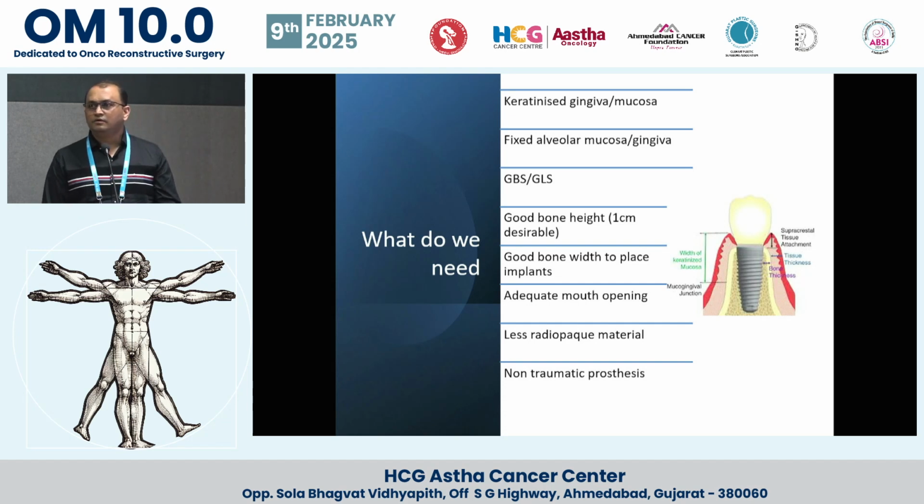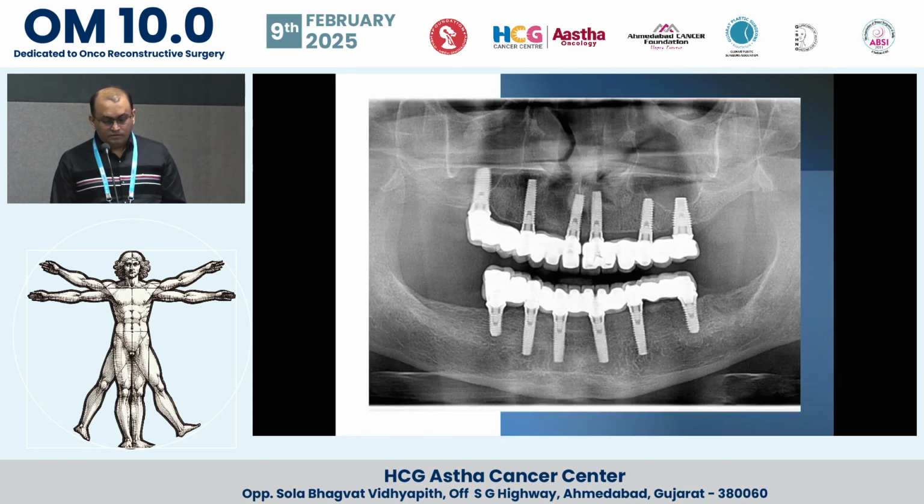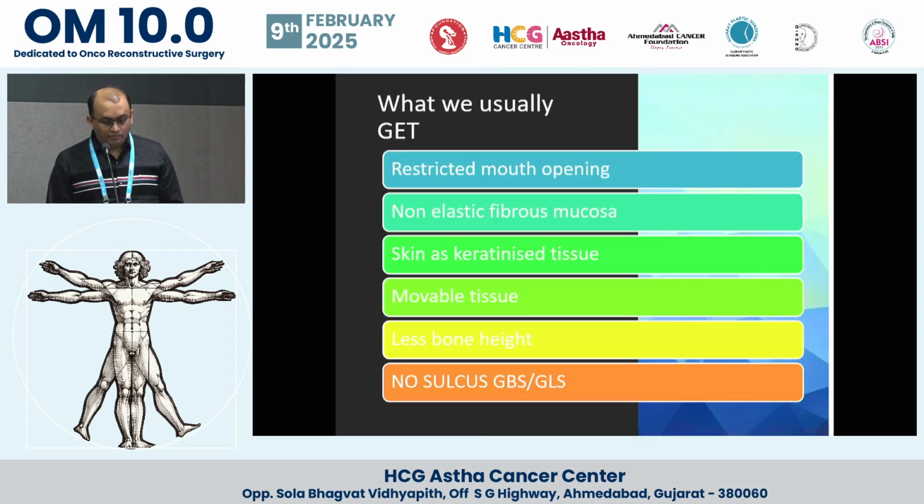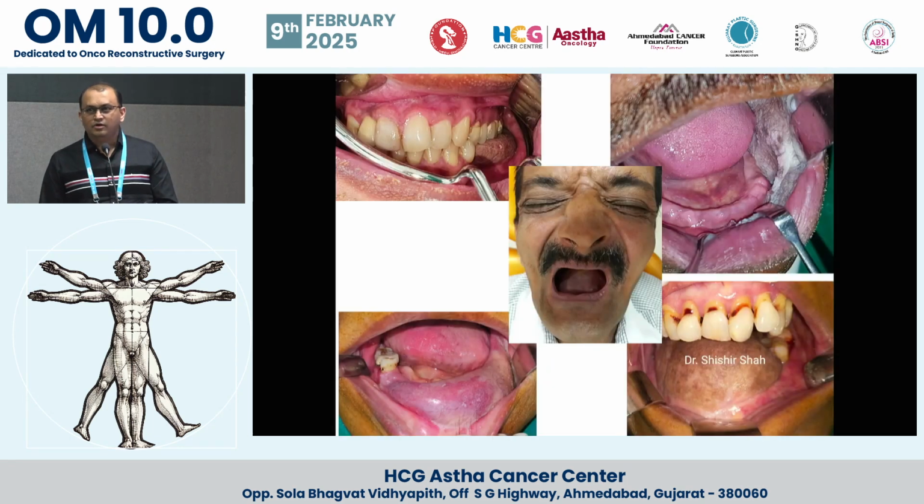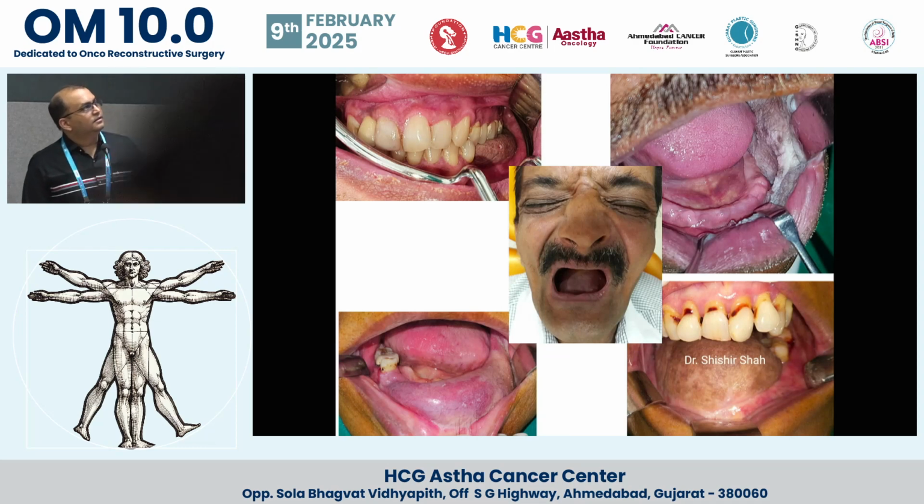So what we intend while we receive a patient for replacement of teeth, we need these common things like keratinized mucosa, sulcuses, fixed alveolar mucosa, good height for placement of implants. But something like this would be the ideal scenario I would like to have. But what we usually get is these things: restricted mouth openings, severe fibrosis, no sulcuses, flap sitting, mobile mucosa. We also have similar explanation while we see these patients that these kind of things are there.